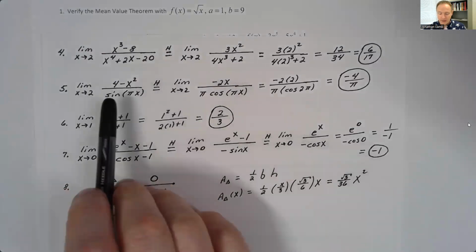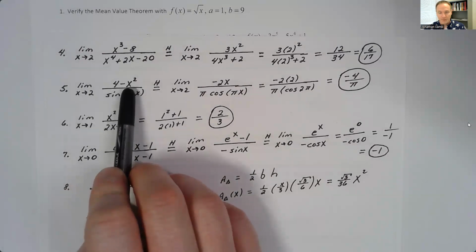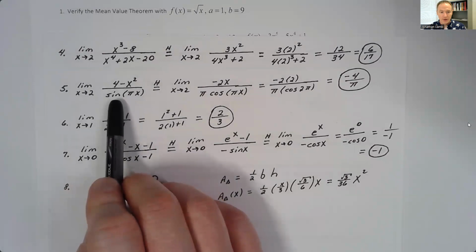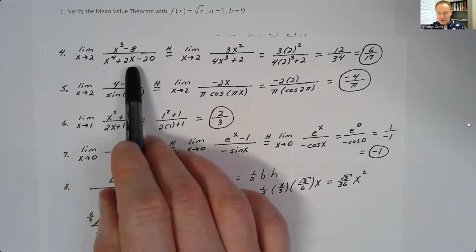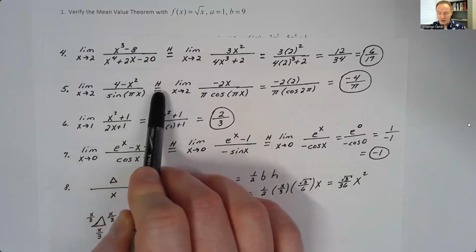If I were to just think about this, I can say, well, okay, can I plug a 2 into the numerator? Nope, because it would be 4 minus 4, which is 0. Your denominator would be the sine of 2 pi, which is, again, 0. So I can say, well, that's just 0 over 0. That is indeterminate. L'Hopital should help.